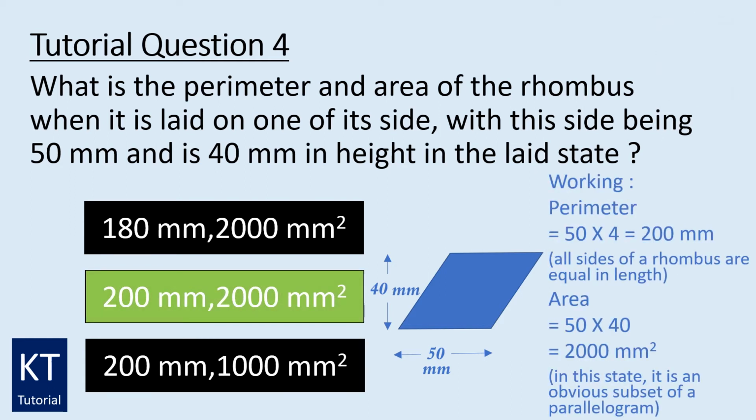Again, the rhombus has 4 sides with equal lengths. With the dimension for one of its sides given, the parameter is a multiplication of 50 mm by 4, which gives us the result 200 mm. The fact that the rhombus resembles the parallelogram, in this state, the area is calculated by multiplying its base length against its height component. This gives us the result 2000 mm squared.